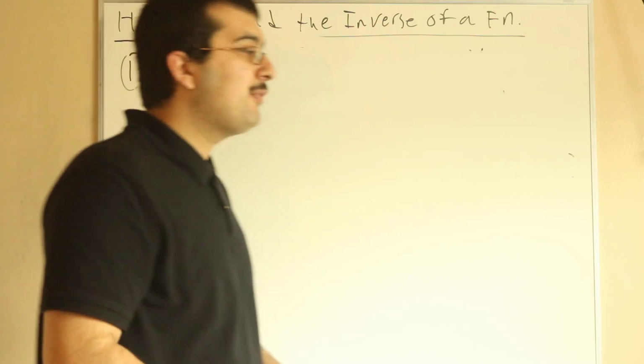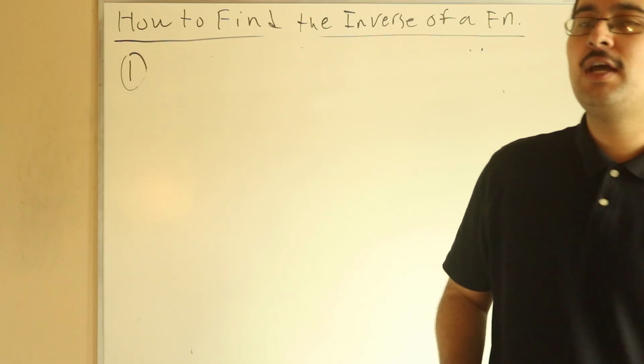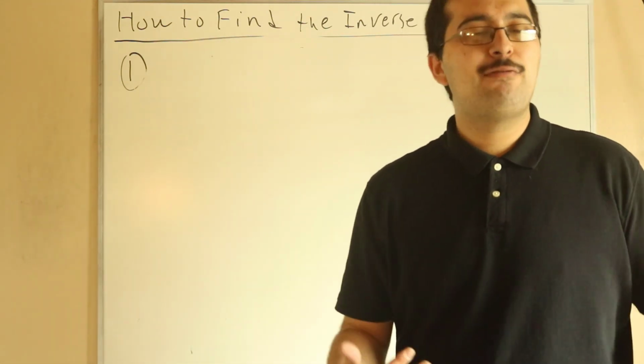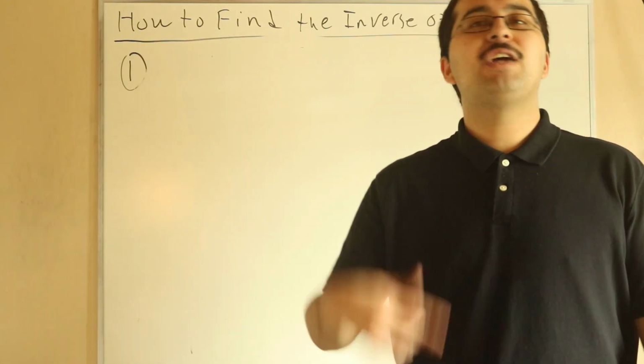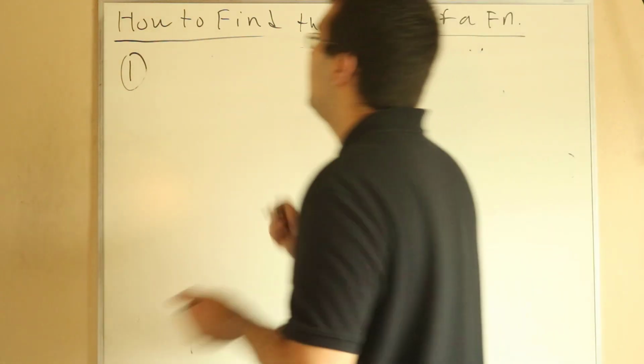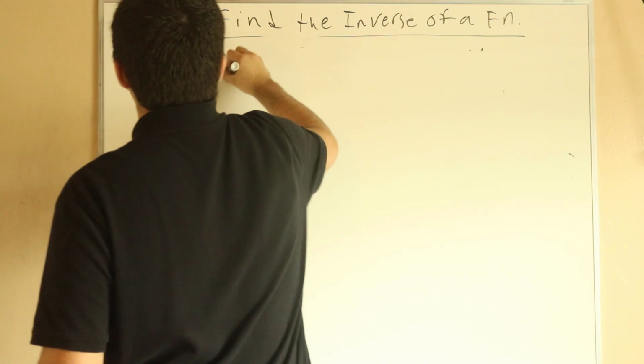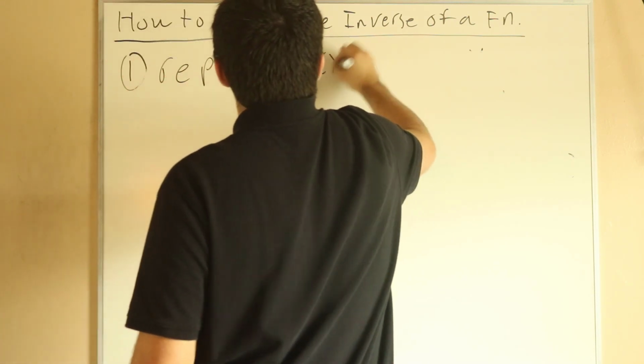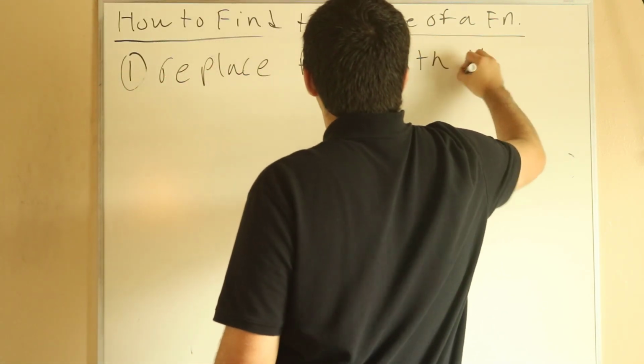So step number 1 is whatever your function may be called. What I mean by that is whether it's called f of x, h of x, g of x, whatever. Step number 1 is to replace that with y. So replace f of x with y.